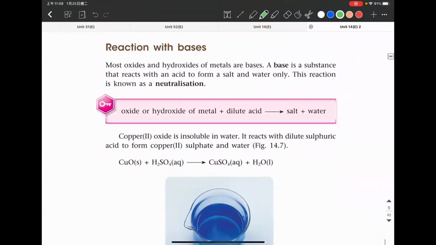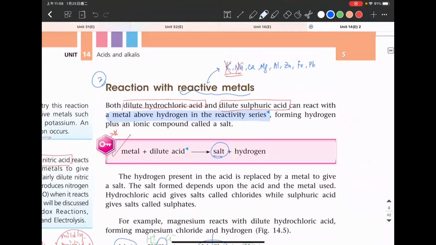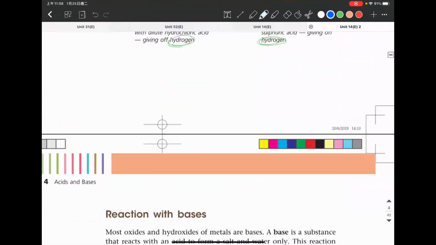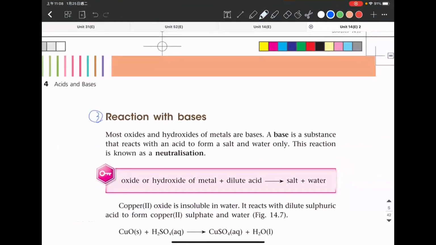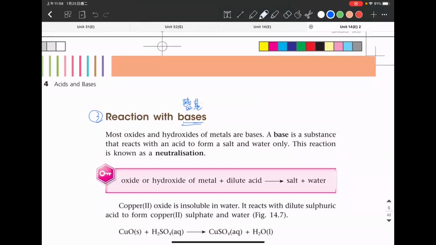So as I said before, the second chemical property that I would like to mention is the reaction with reactive metals, which react to form salt and hydrogen. Number 3, reaction with bases, 鹽基. So what is that? You will see the Chinese word and may find it very interesting. It seems like the raw material for making salt, isn't it? So we call that Chinese word 鹽基.